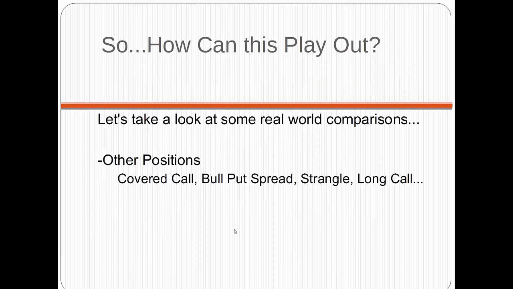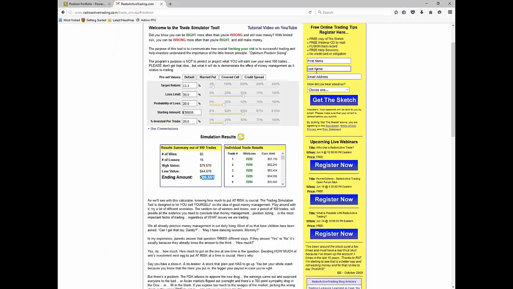All right, so how can this play out? How can we better graphically describe what we saw for a scene? What other things can we look at? We're going to do that in 1 minute, but very quickly I want to show one more thing here on the Trade Simulator tool.